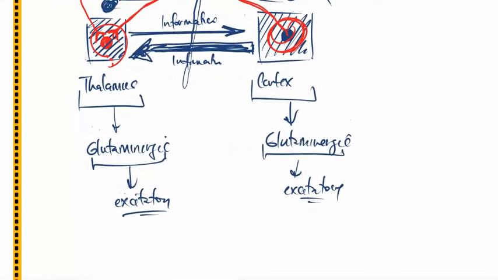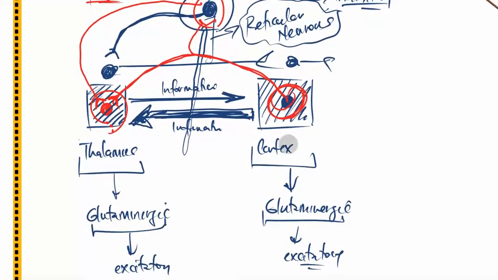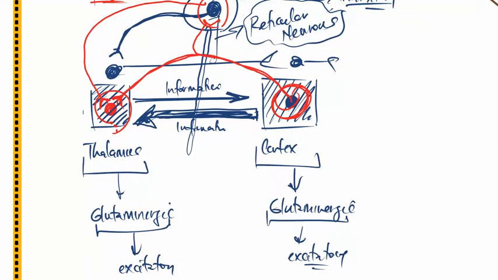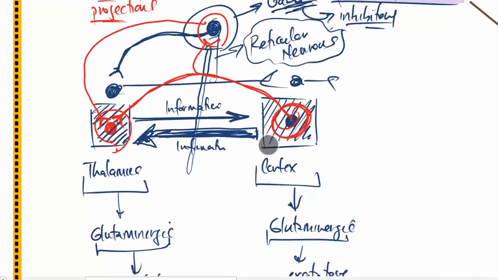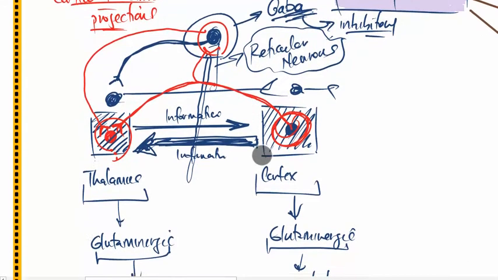Are they facing both ways? What do you mean? Are they inhibiting the other way too? It only inhibits the thalamic nuclei. Okay. You guys see this? Yes.